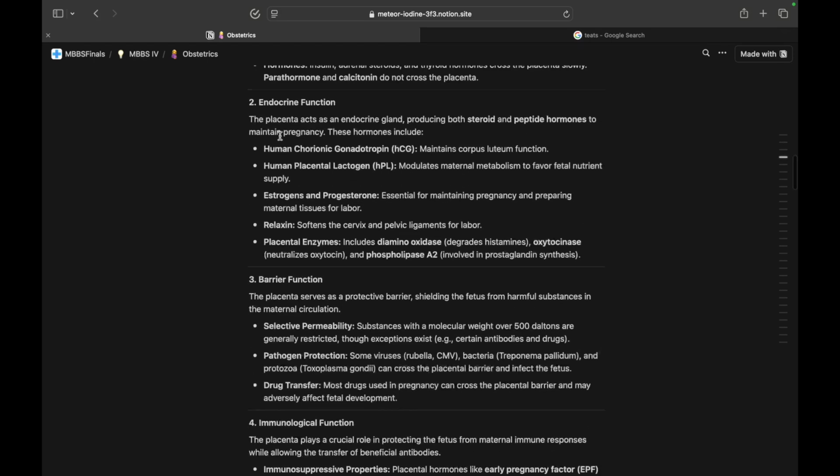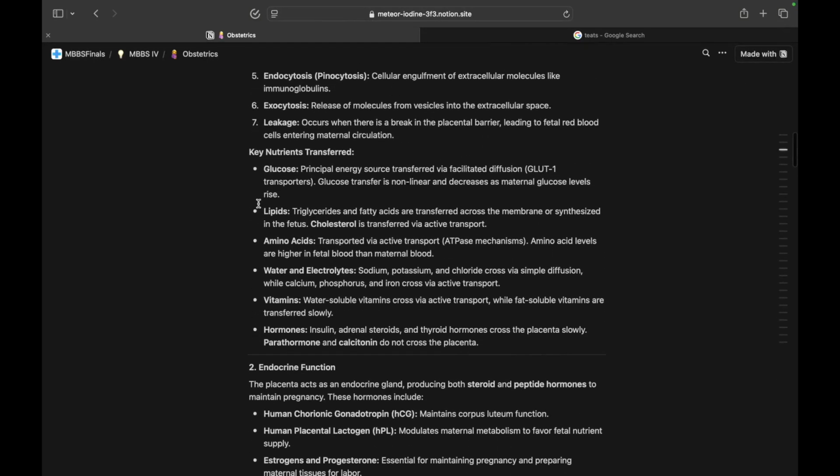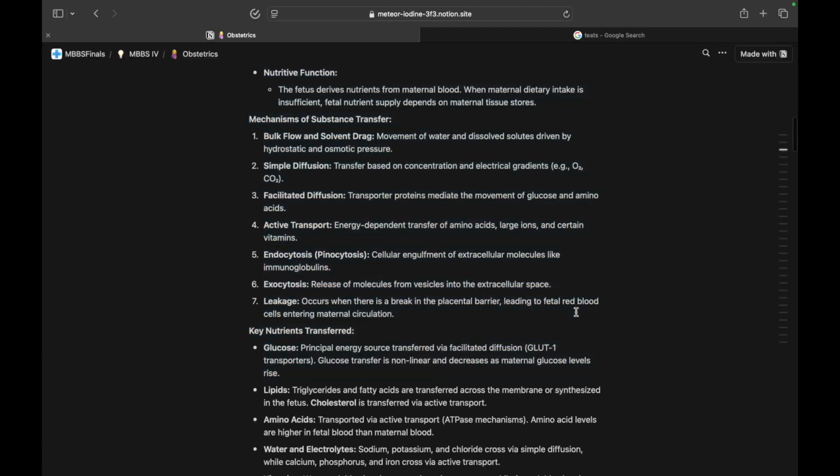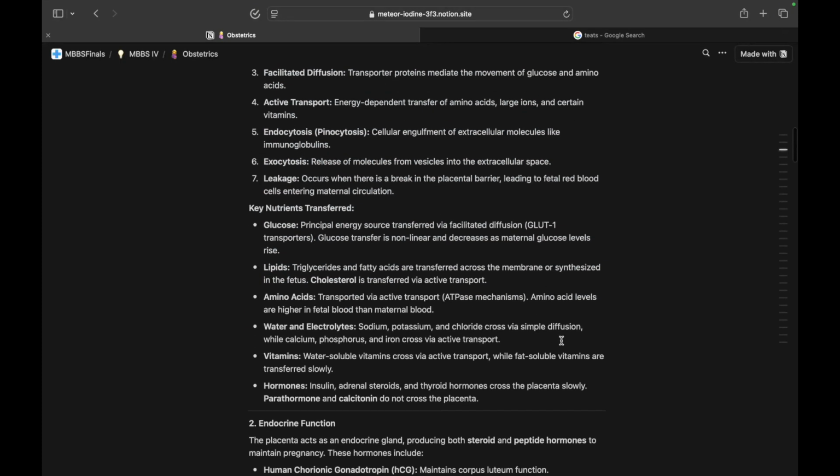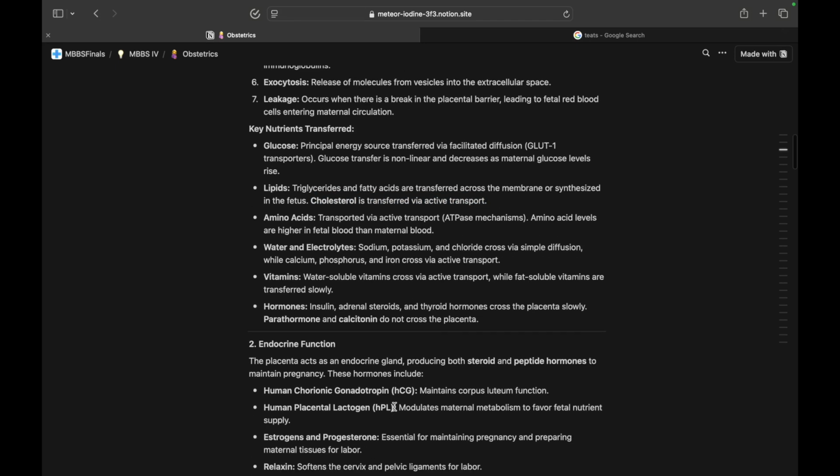Next, coming to where were we? Yeah, key nutrients. So, we were in lipids. Triglycerides and fatty acids are transferred across the membrane or synthesized in the fetus. So, it is completely variable. Cholesterol is transferred via active transport. So, this is a key mechanism for cholesterol.